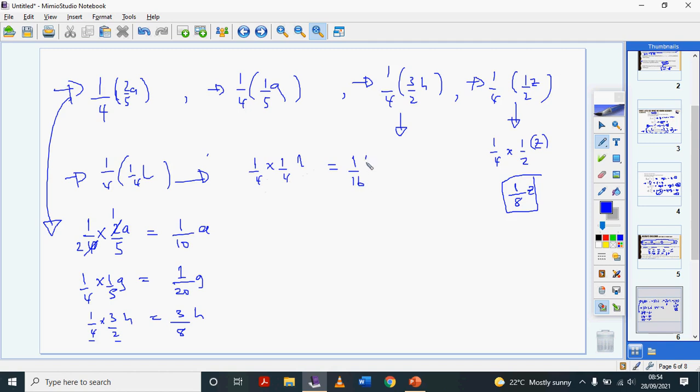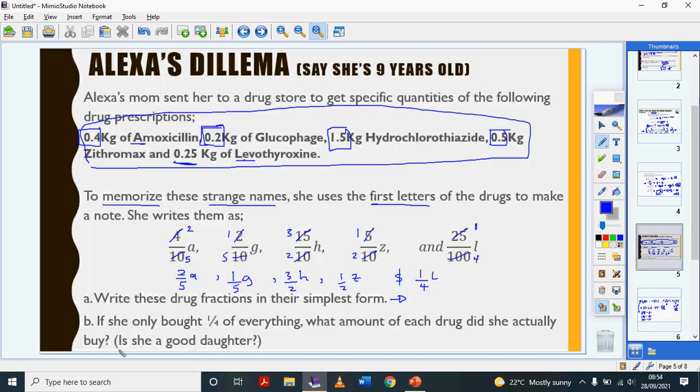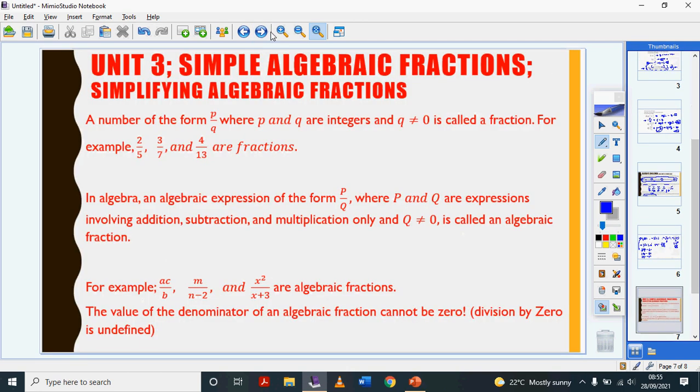So the last question, is Alexa a good daughter? I'll let you guys decide, because her mother asked her to get this much, but she only got 1/4 of everything. So you let me know, is she a good daughter?